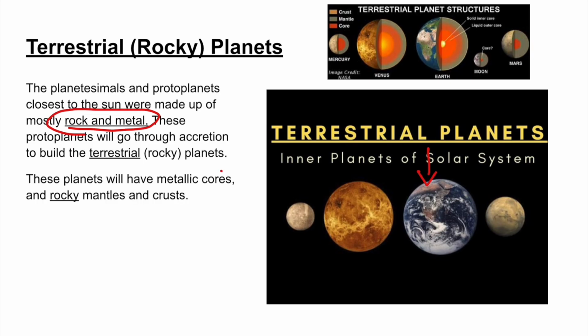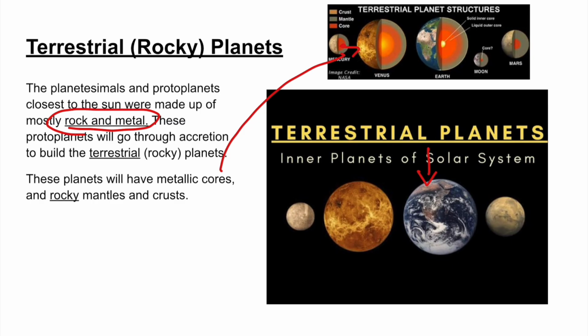As you can see in this picture, all of our terrestrial planets have metallic cores. If we think about the core of the Earth, there's an outer core and an inner core. The outer core is liquid, the inner core is solid, but they're both made up of mostly iron and nickel. So they are made out of metal. And we know that's true for Mercury, Venus, and Mars as well, that there is a metallic core at the center of all 4 of those planets.